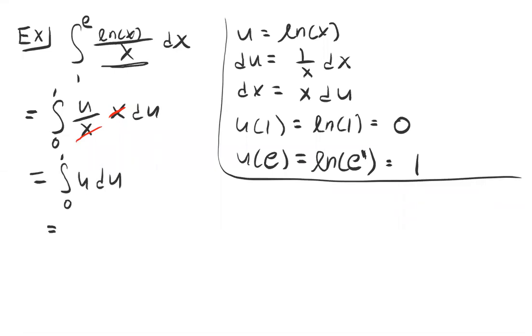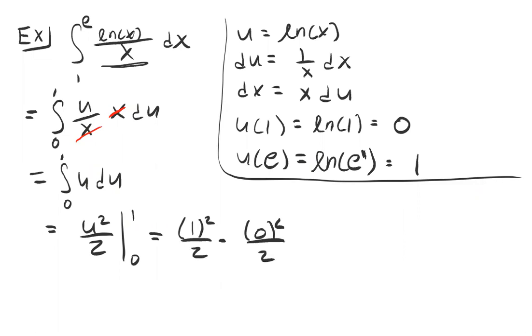And I can do this pretty easily. u squared over 2, evaluated from 0 to 1. Don't have to worry about the constant because I'm doing a definite integral. This is 1 squared over 2 minus 0 squared over 2. This is 1/2. So you're welcome to go through and do it the other way, where you substitute back in for x and use the x bounds. You'll get the exact same thing.